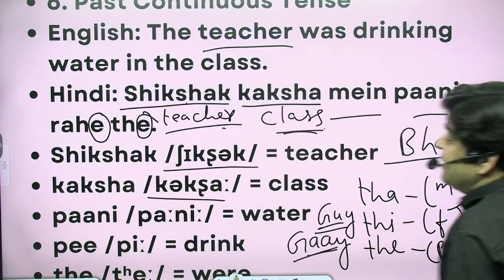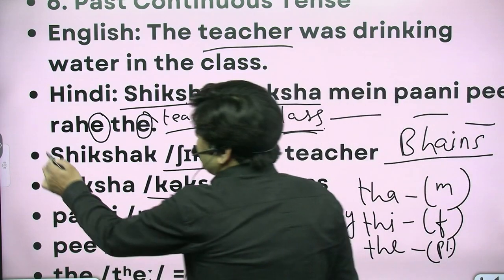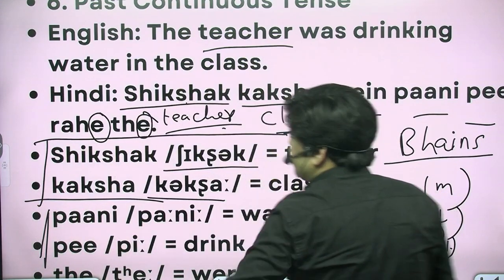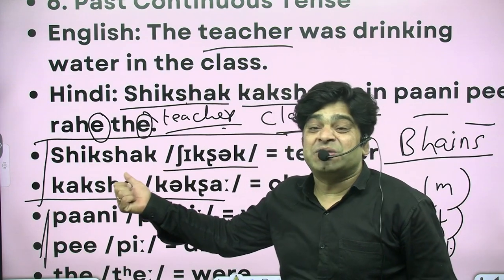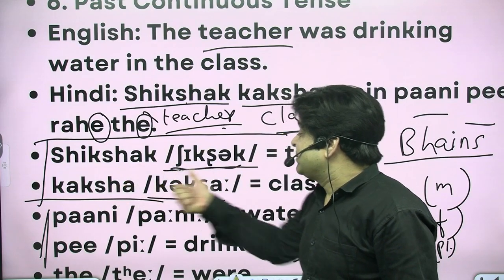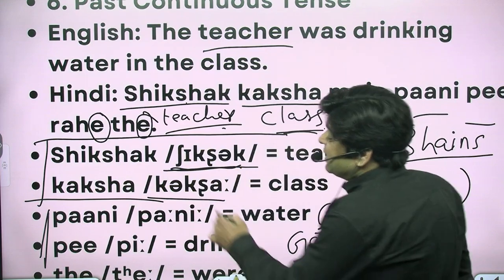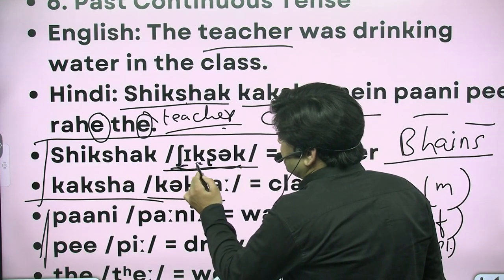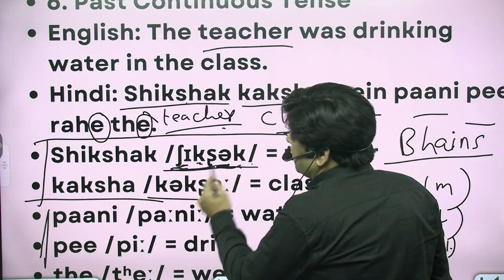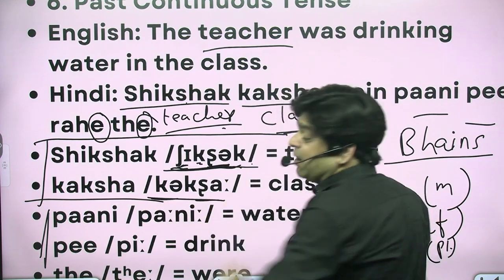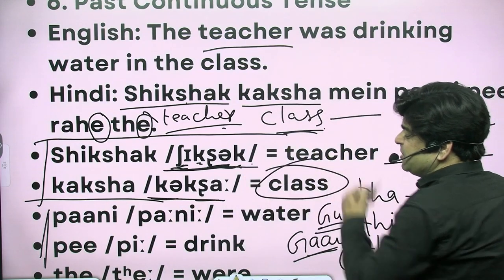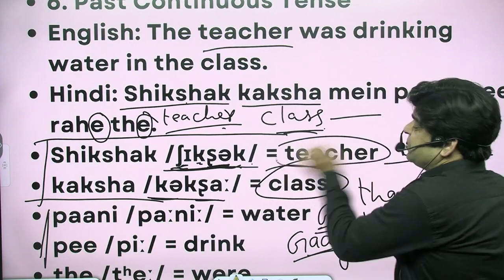I need not explain how to read this, but see these two words for meaning and IPA, international pronunciation, as well. It is shik-shak. Can you read it? Shik-shak. And kaksha. If you want to use class, we use it even more. Class and teacher, that's it.